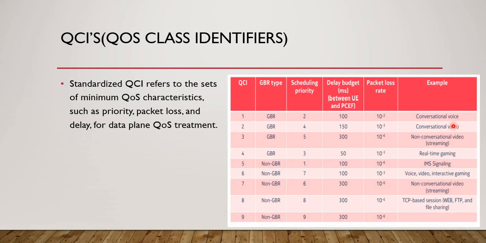Now the second one is the conversational video. So video, of course, has a second priority. Then we have non-conversational video streaming, real-time gaming, IMS signaling. So IMS signaling is a non-guaranteed bit rate. Then we have voice, video, interactive gaming, non-conversational. All these things are there, so all this is a priority.